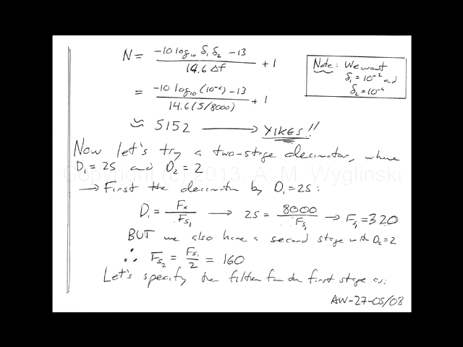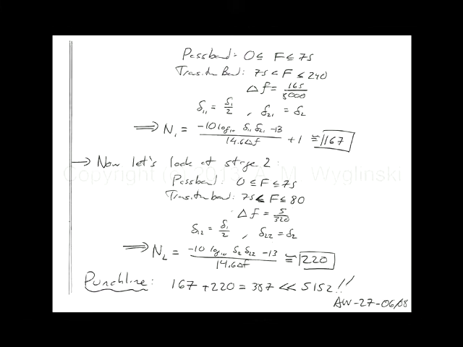Now, let's say we do two stages, 25 and 2. Let's say first stage is 25 and second stage is 2. What would be the new filter orders for stage 1 and stage 2? 167 and 220. Much better, right? So in total, we need 387 coefficients. We need a filter of 387 coefficients for stage 1 and stage 2, rather than 5,152 coefficients. Way better. Okay?